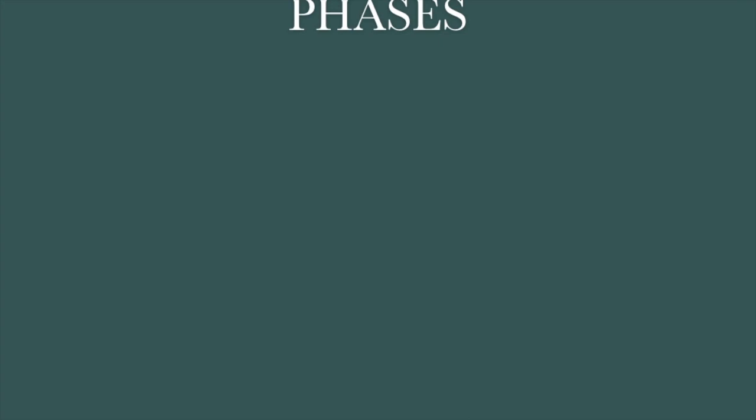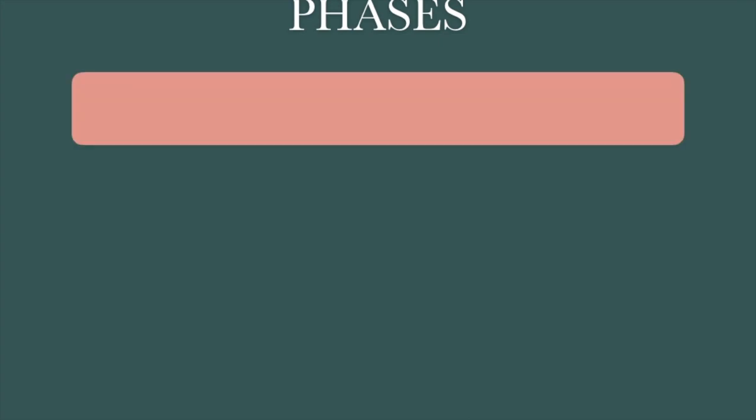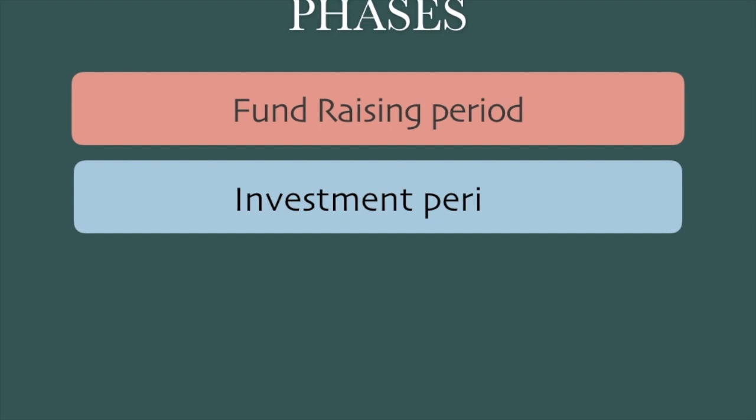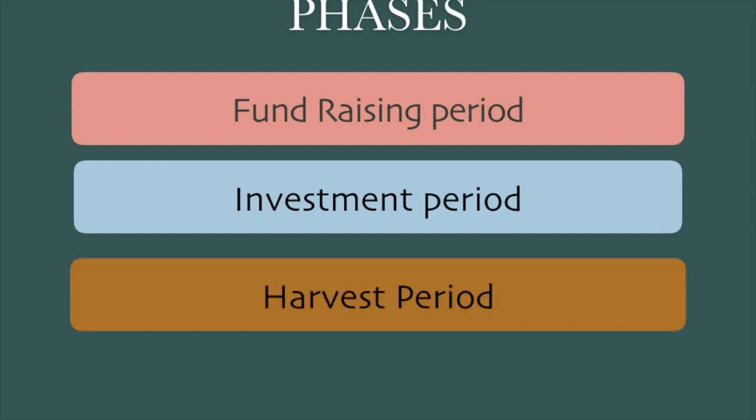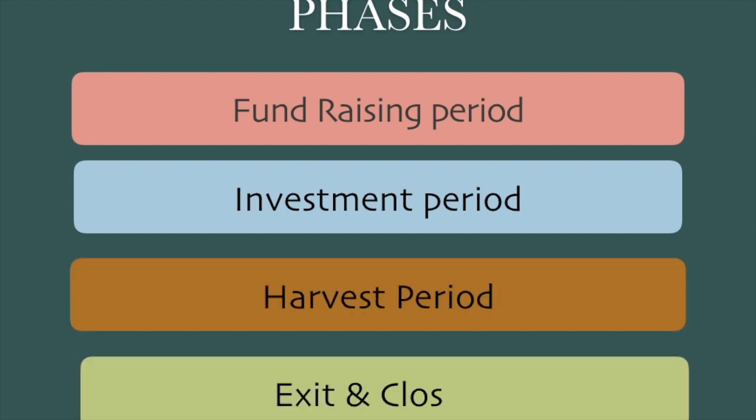The LPA defines these phases as well: the fundraising period, the investment period, the harvest period, and the exit and closure. This is very important because it then defines a timeline to the different structures and the different phases of the private equity fund.